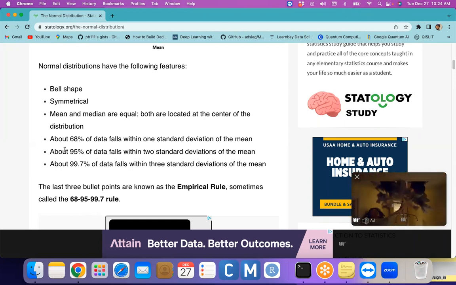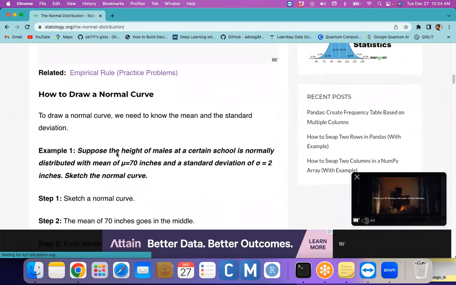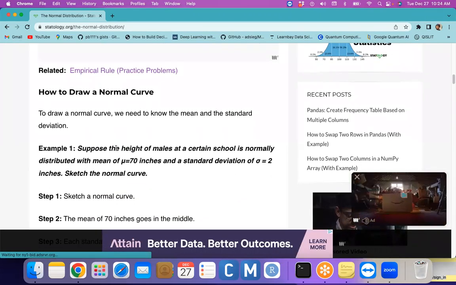Done, right? So that is exactly the empirical rule.